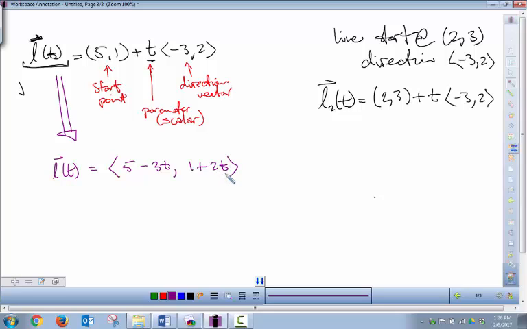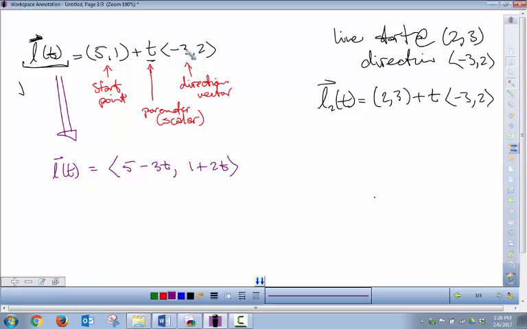Did you understand how I got that? I did a couple of steps kind of quickly. I did a scalar multiplication on t, so I distributed the t to each component in this direction vector. And then I added 5 to the first component. I added 1 to the second component. You see how that happened?